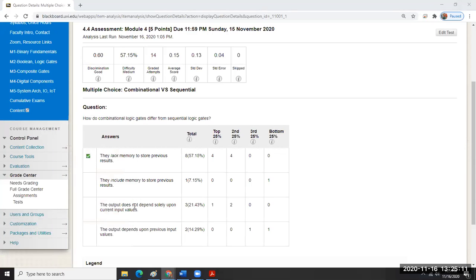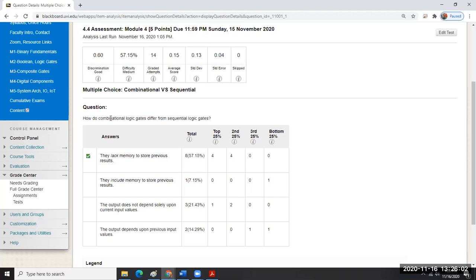So answer number 3, the output does not depend solely upon current input values. The word not is what makes it incorrect. For combinational logic gates, the output does depend solely upon current input values. For sequential logic gates, the output does not depend solely upon input values because there are previous values in memory. So this would be a correct statement that would describe sequential logic gates. Because they have memory, they can store previous input values in addition to the current input values. So the output of a sequential logic gate does not depend solely upon current input values.